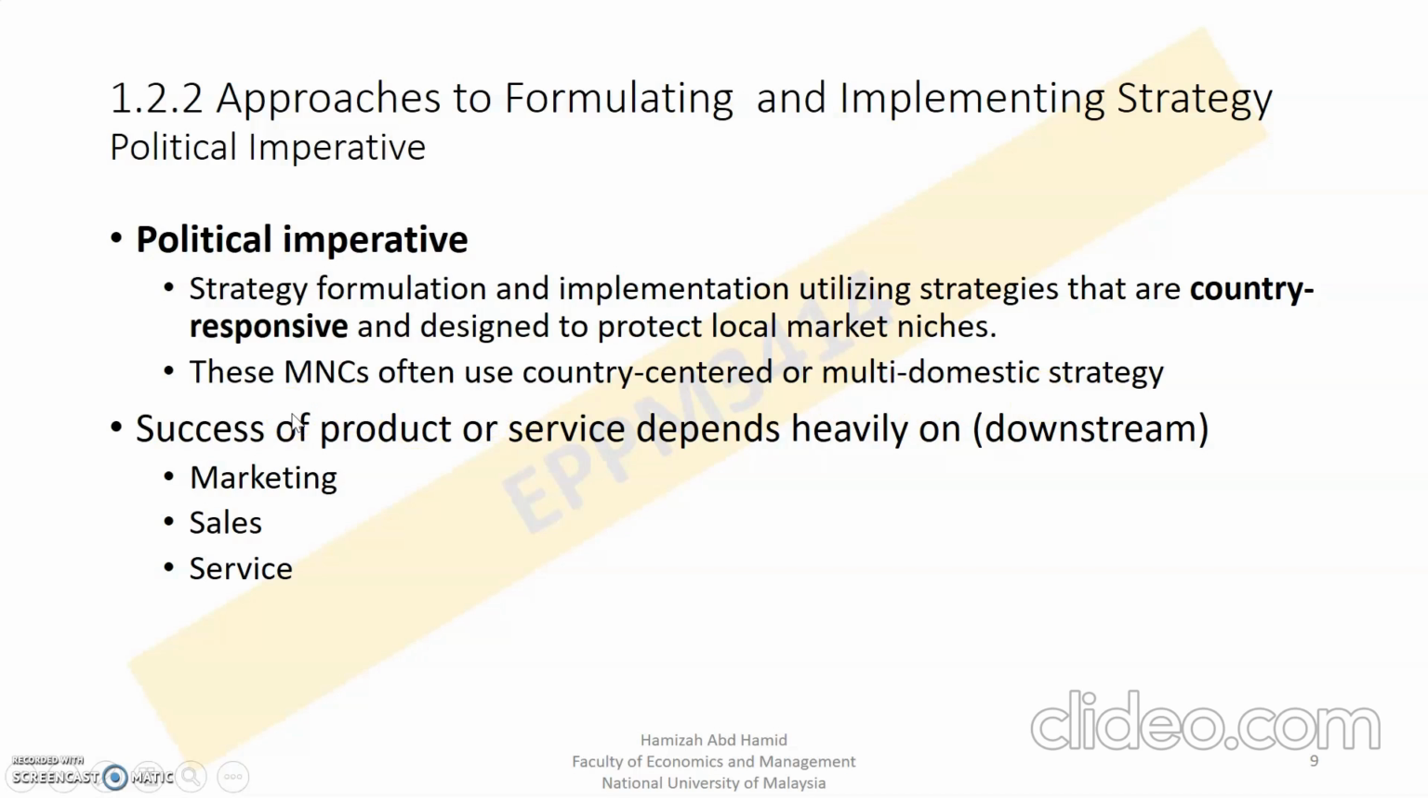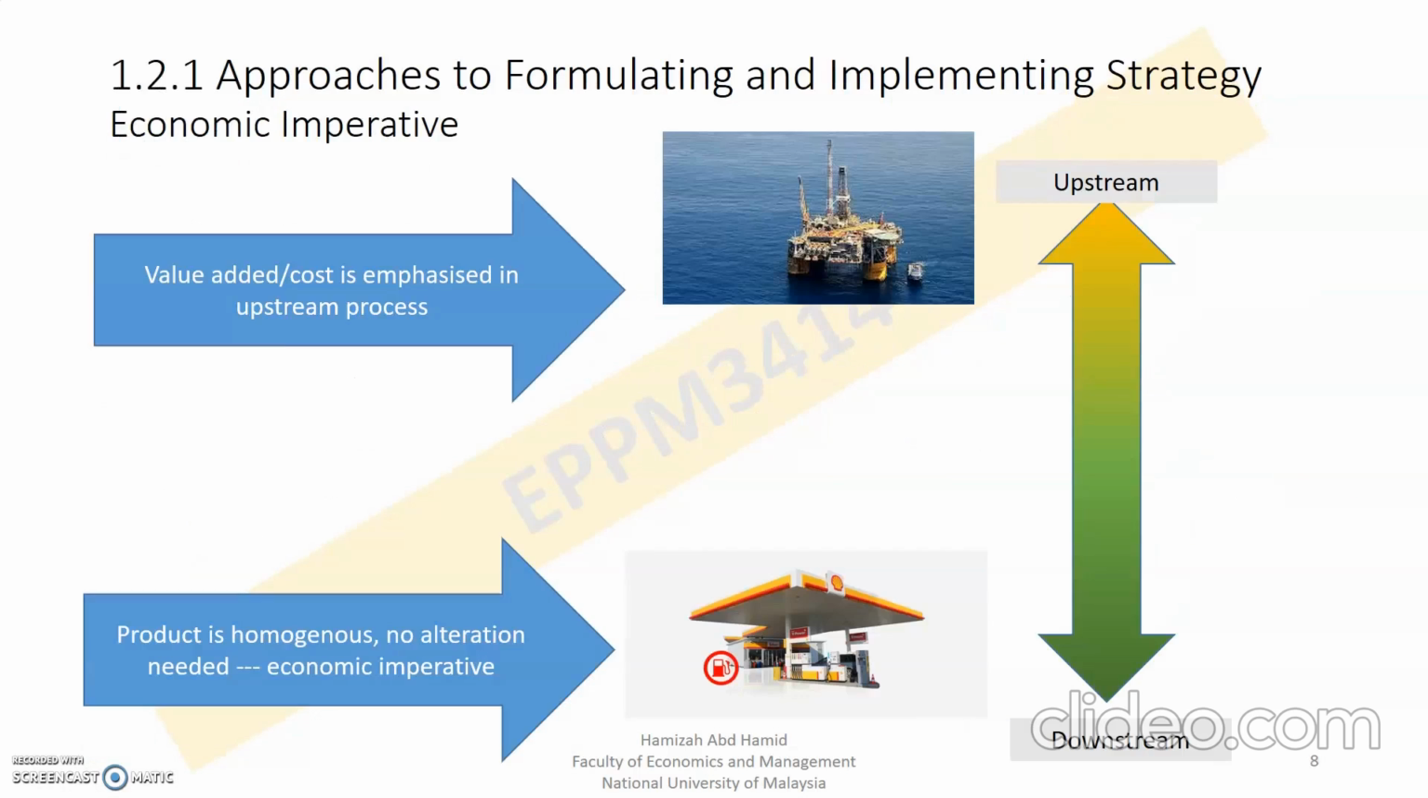This is the direct opposite of the economic imperative. The success of the product or service will depend heavily on downstream activities. What are downstream activities? Marketing, sales and service. Activities that are very, very near to the customer side of the supply chain. In comparison, in the economic imperative, the upstream side of the supply chain is very near to the raw material.